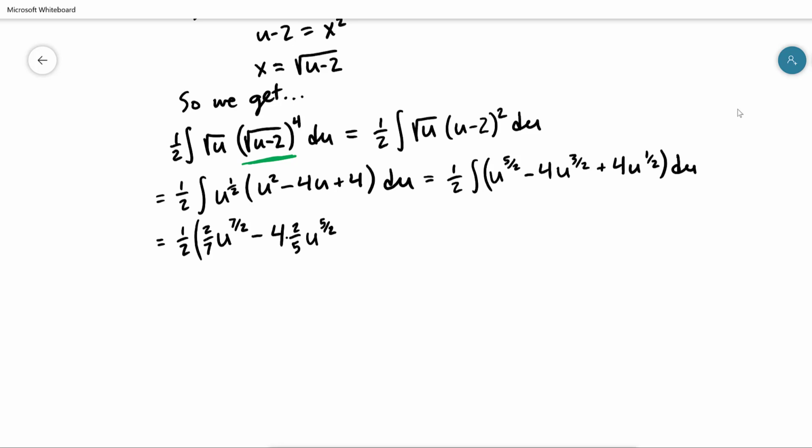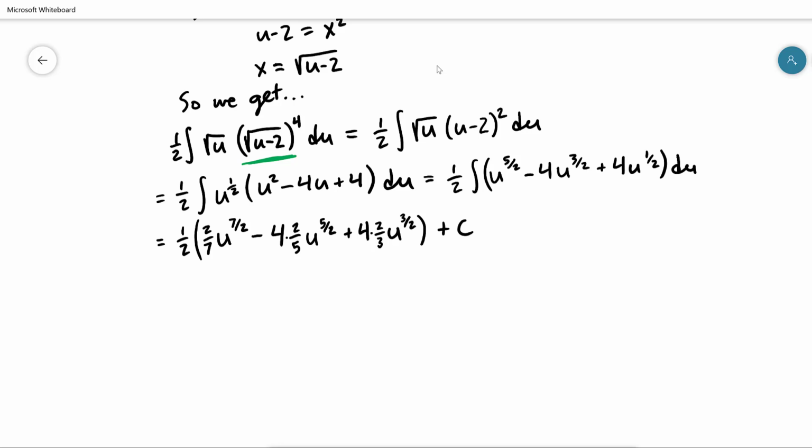This last piece is going to be plus 4. The integral of u to the 1/2, the power will go up to 3/2, and when I take that derivative, I would pick up an extra factor of 3/2 that I don't want. So thinking of it in reverse, I will multiply by 2/3 to account for that, and then we need our plus c. Can't forget our plus c.